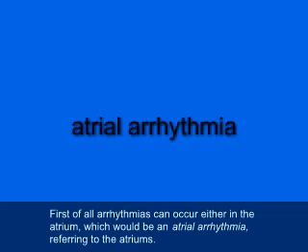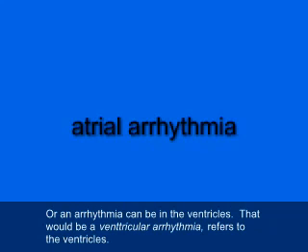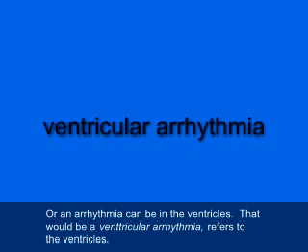Now, in addition to the arrest, meaning the heart rhythm stops completely, there are some other types of arrhythmias that are described in the textbook. And I'm going to go over those and hopefully try to clarify those because those can be a little tricky. First of all, arrhythmias can occur either in the atrium, which would be an atrial arrhythmia, or an arrhythmia can be in the ventricles, and that would be a ventricular arrhythmia.